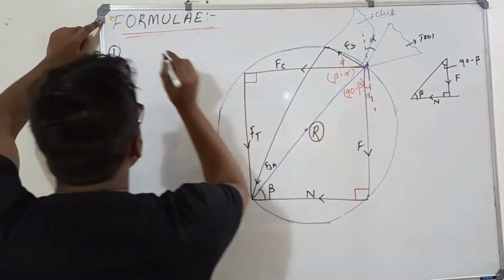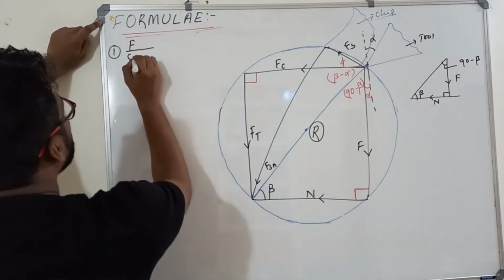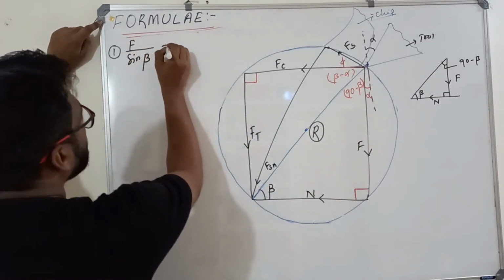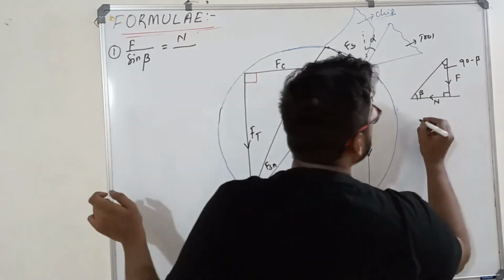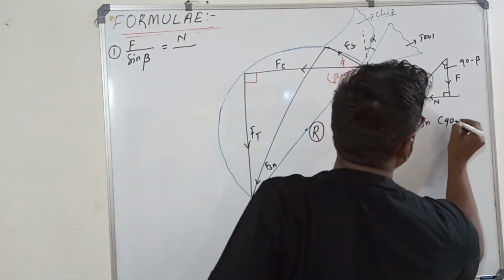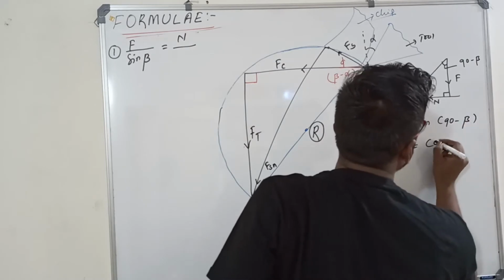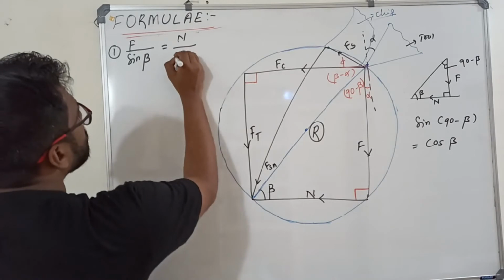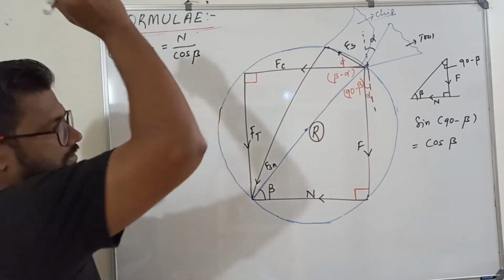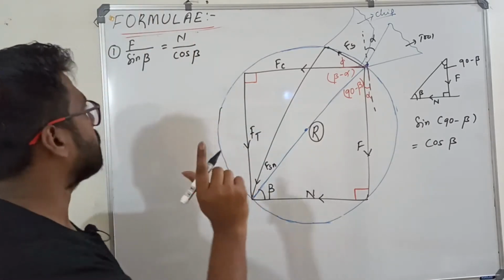So F by sine beta is equal to N by what? Sir, sine 90 minus beta. What is sine 90 minus theta? Sir, cos theta. Sine 90 minus theta is cos theta. So it is equal to N by cos beta. This is your formula number 1.